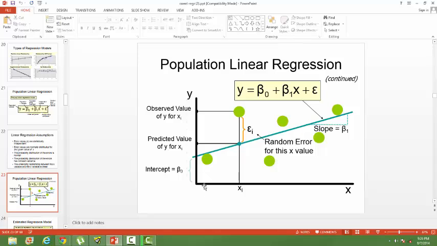So what is this intercept? The intercept is nothing but the distance between your origin and the point where your regression line cuts the y-axis. So that's the intercept.